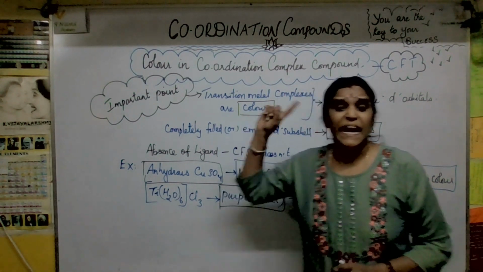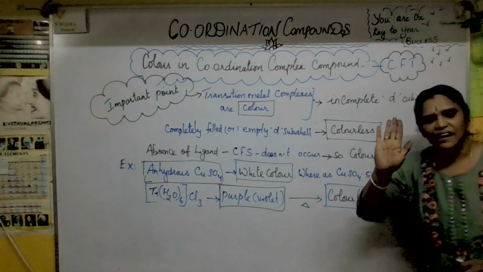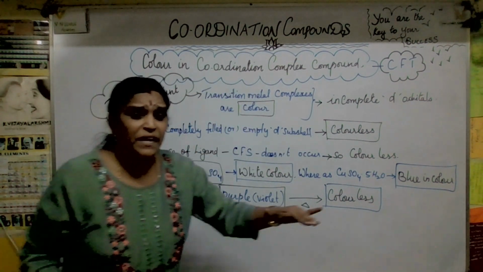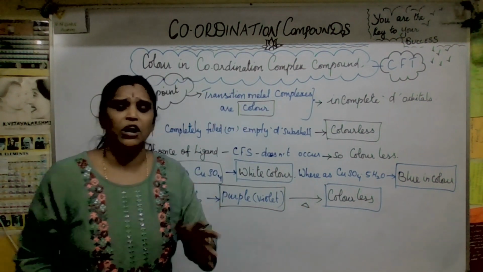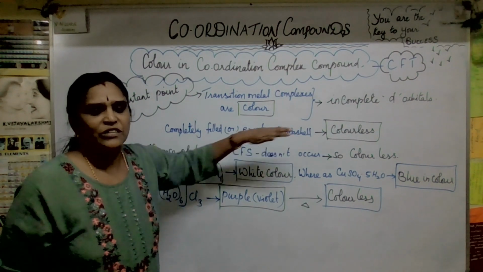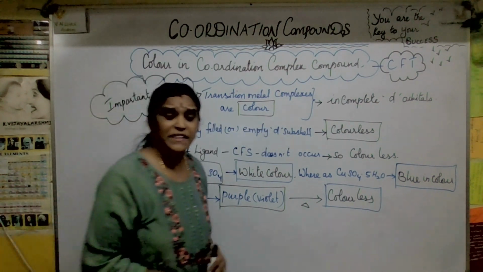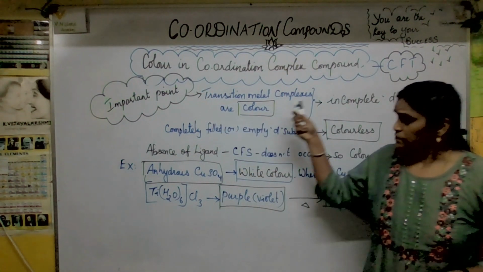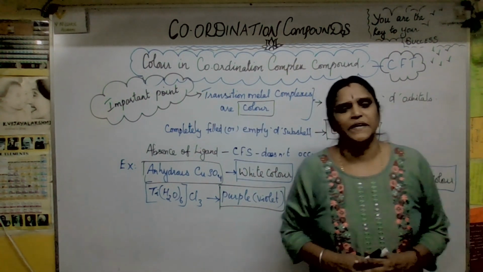And one more thing, with incomplete orbitals, color will be there. Completely filled orbitals or empty orbitals, there is no color. So please remember all these points. Hope you got a better idea about color in coordination complex compounds.